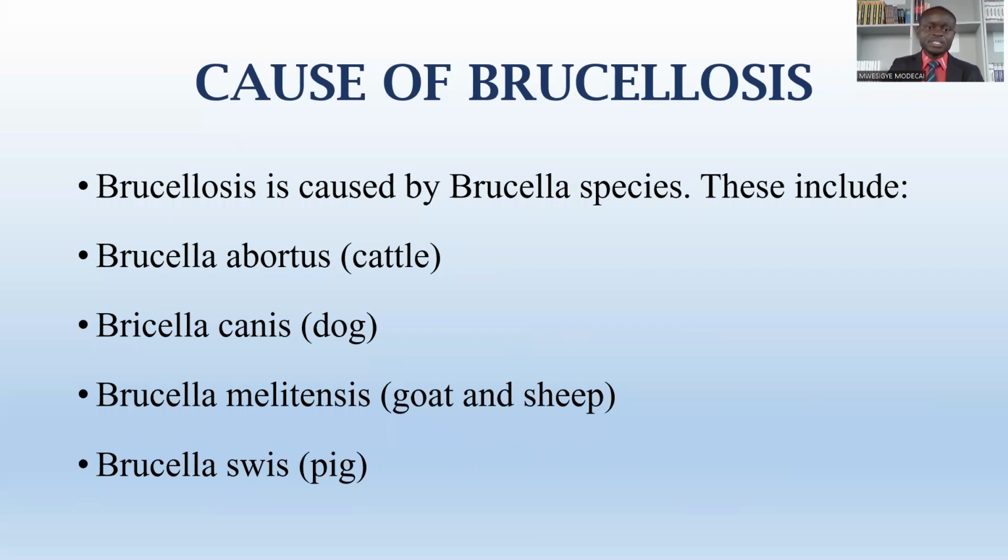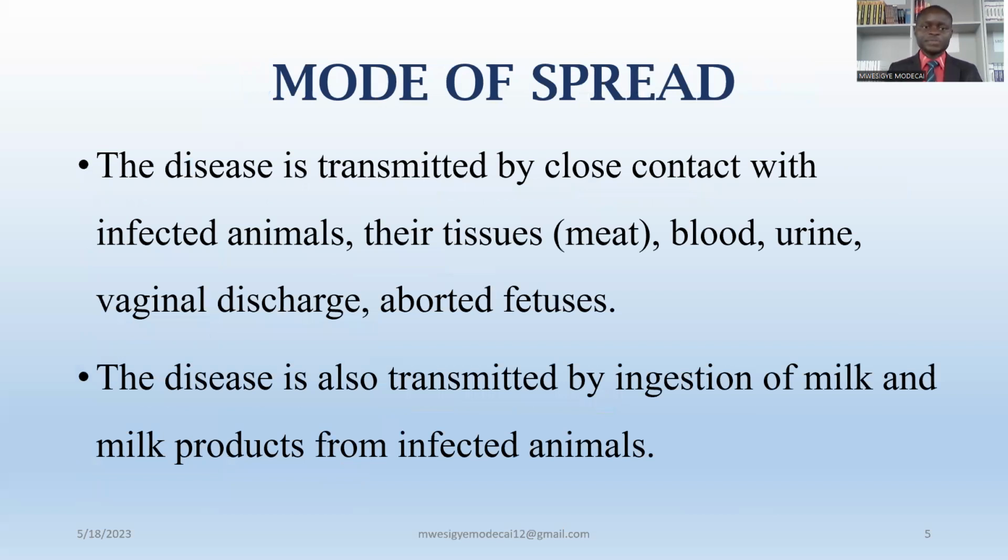It simply means if someone is encountering the secretion of the cattle, then Brucella abortus will be the one which will have caused brucellosis. And if someone encounters the dog, then Brucella canis will be the one which will have caused that brucellosis. Mode of spread.